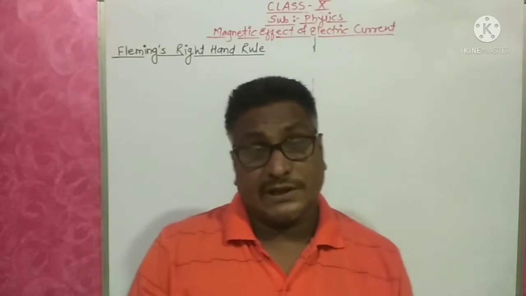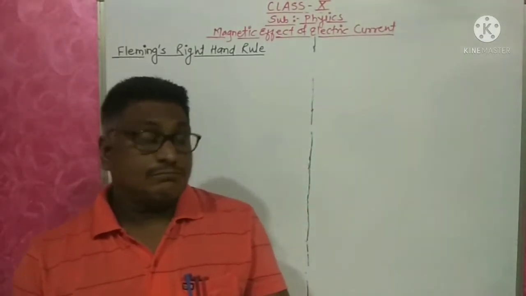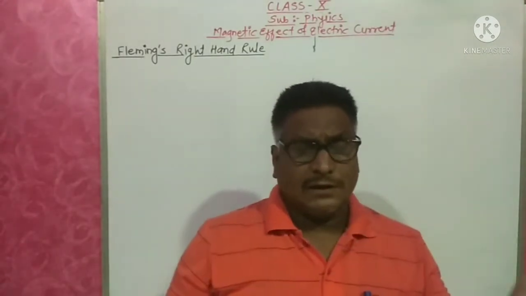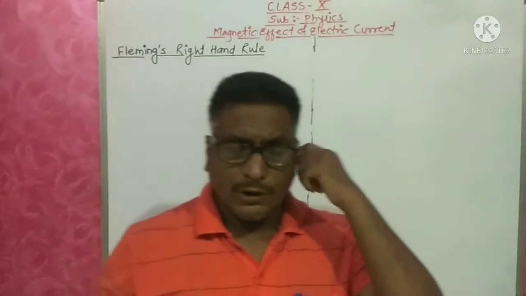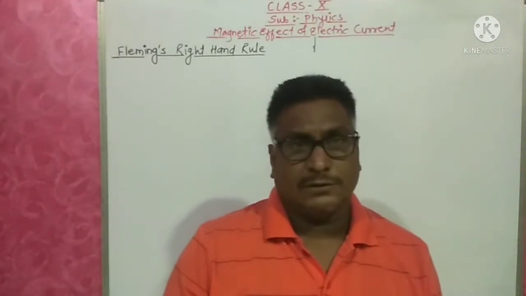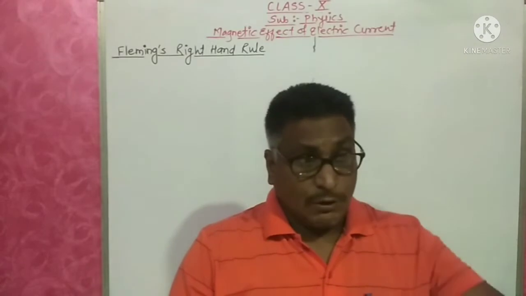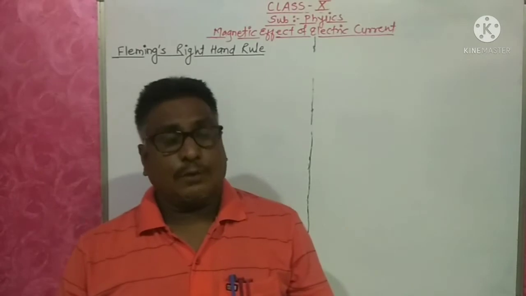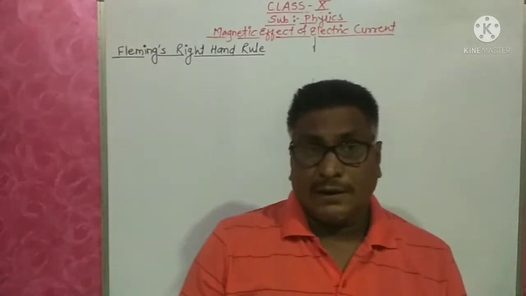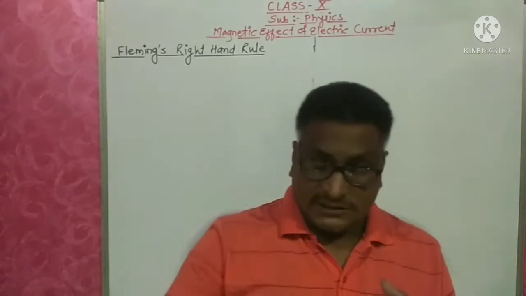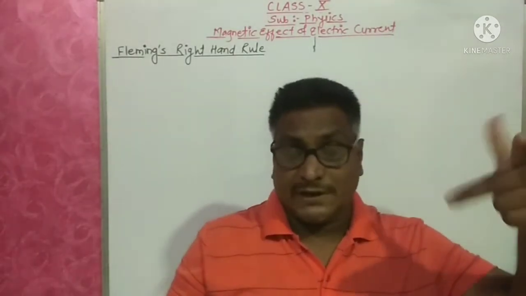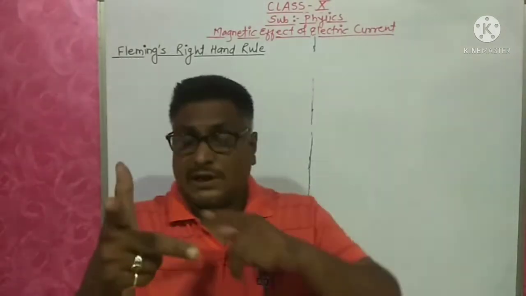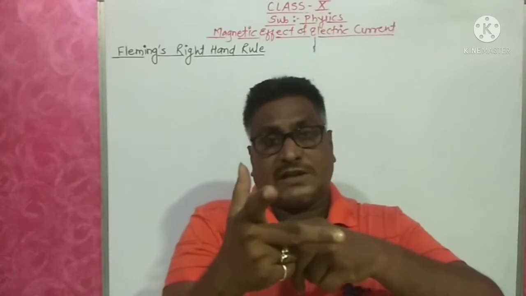Now we are going to discuss Fleming's right hand rule. Both the rules are the same. In the left hand rule we pass the current and we detect the direction of motion of the conductor. In Fleming's right hand rule it is the same, but there the left hand was used and here the right hand is used. The difference is this only. Procedure and sentence formation is the same.